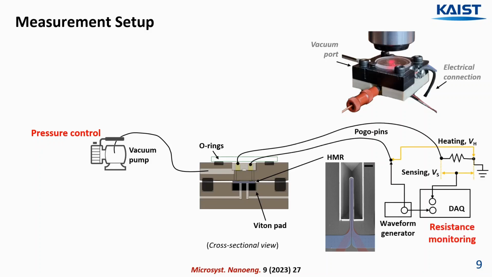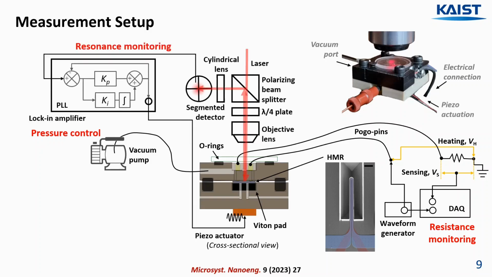Second, the microchannel is heated with a waveform generator and we measure the resistance changes via a data acquisition system. The HMR is connected through pogo pins for electrical connection. The resonance shift is measured using a laser, a polarizing beam splitter and a segmented photodetector. A lock-in amplifier and phase-locked loop help track the real-time changes in resonance.